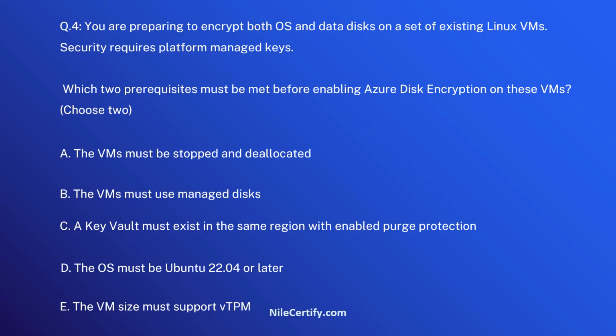Option D, the operating system must be Ubuntu 22.04 or later. This one is a red herring, because Azure Disk Encryption supports multiple Linux distributions, not just Ubuntu, and it's not restricted to version 22.04 or higher. So this option is incorrect. Option E, the VM size must support TPM. VTPM is required for confidential VMs, which is a different feature. It's not a requirement for standard Azure Disk Encryption with platform managed keys, so this is also incorrect.